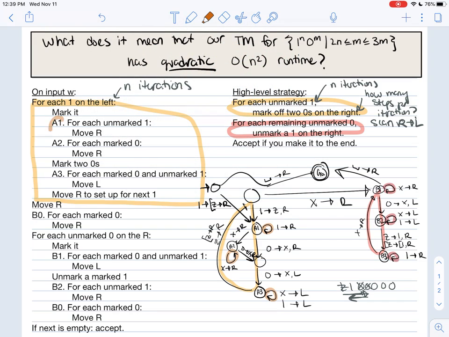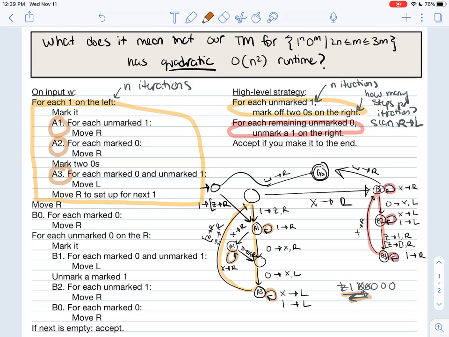So for each unmarked zero, or for each unmarked one, move to the right. So that's kind of one of the first phases of getting over to the unmarked zero that we need to mark off. But additionally, we might have some marked zeros to move past. The first time we don't have any of those. And then we'll mark two zeros. And then moving left is going to be our third for loop.